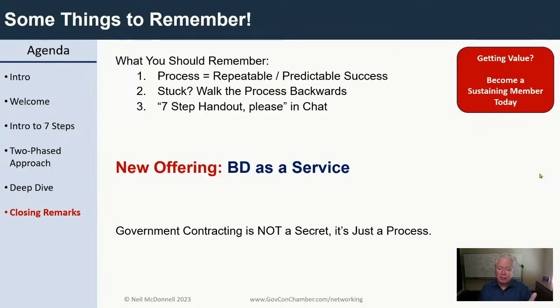When you think about a process, the biggest thing you want to keep in mind is that the process will deliver for you repeatable, predictable success. You will be able to have repeatable, predictable success. If you're not having success, you got to go back to the process. It's not you, it's not the government. It's the process that you're following. And if you just believe that, then you will look at the process and identify areas for improvement, right?